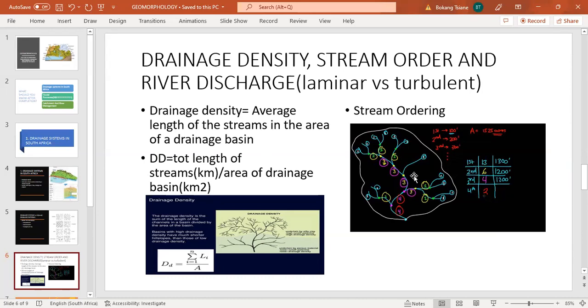And then here on the right, we have stream ordering, and then we have rules to apply when you name it: is this stream 1, stream 2, stream 3, stream 4, or stream 5? But everything I'm saying here is an introduction. We're gonna see everything in the textbook when I share my screen with you. And then we have river discharge, which is the comparison between laminar flow and turbulent flow, the one being calm and the other being destructive. We'll also see that in the textbook.